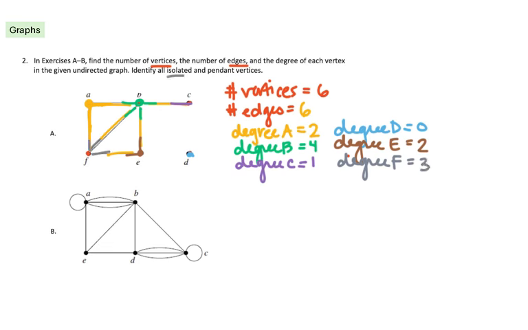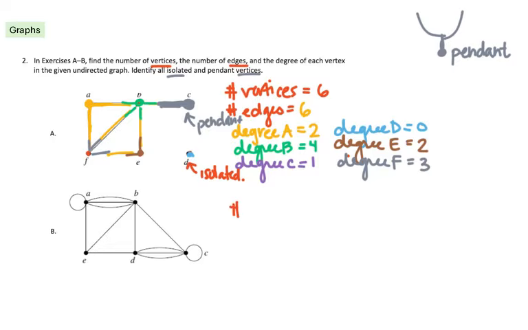Okay, when they ask about isolated and pendant vertices, pendant, you can think of, I always draw a picture of a necklace with something hanging down. That's a pendant. So basically a pendant vertex is when the degree is 1. There's only one connection point going into or out of it. So this would be a pendant vertex. And then an isolated vertex is when the degree is 0. It's not connected to anything. So D would be an isolated vertex.